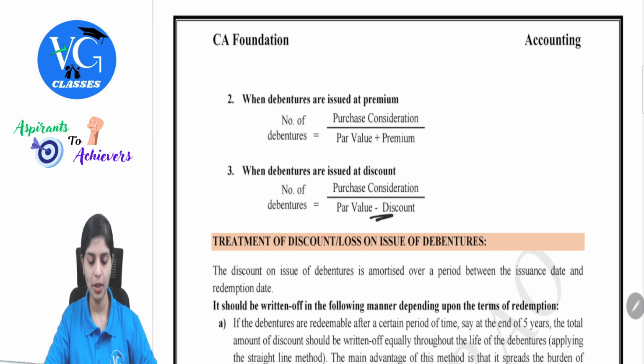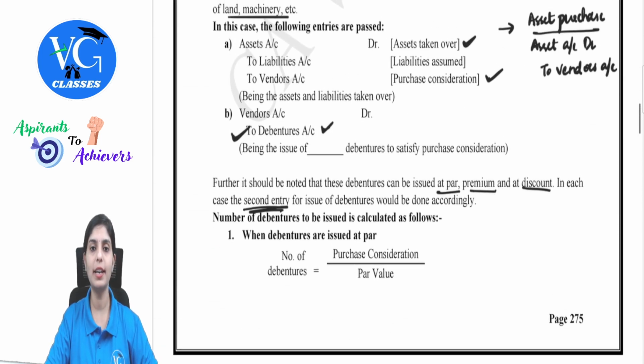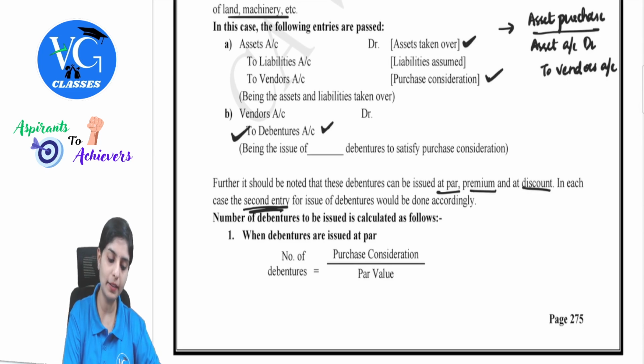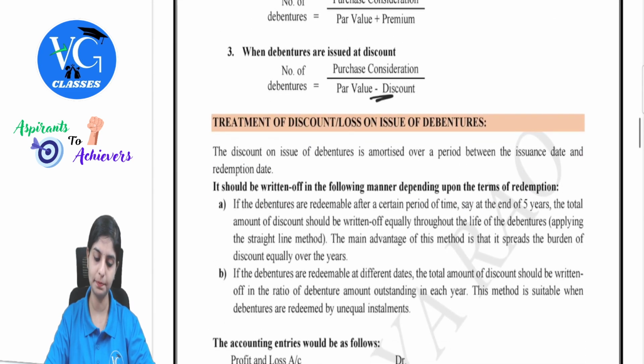So this point, whatever we discussed, was with respect to calculating the number of debentures, because ultimately you will write this entry, and you will not know what the number of debentures could be. So this becomes easier to find out depending upon the purchase consideration.